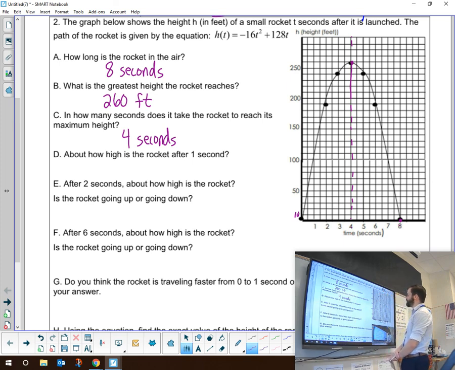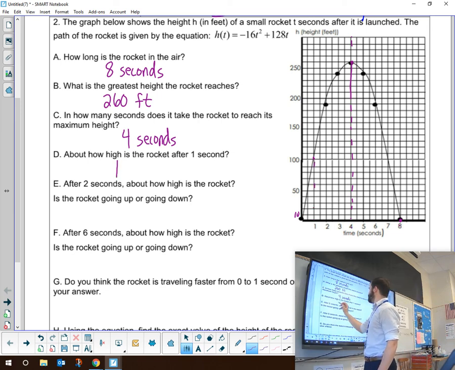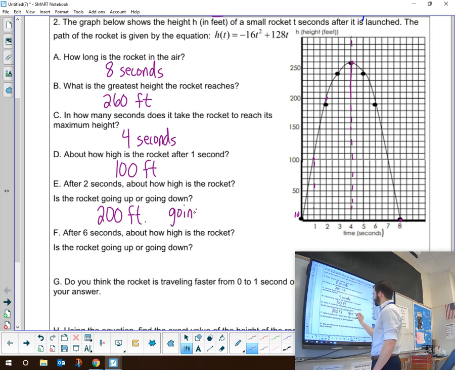Okay, about how high is the rocket after 1 second? Well, after 1 second, it's going to be at about 100 feet. Okay, after 2 seconds, it's going to be right about there. So after 2 seconds, it's going to be at 200 feet. Now, at that point, is it going up or going down? Well, at that point, it is going up. Okay, after 6 seconds, well, after 6 seconds, we're back at 200 feet.